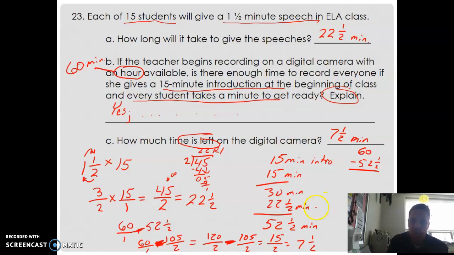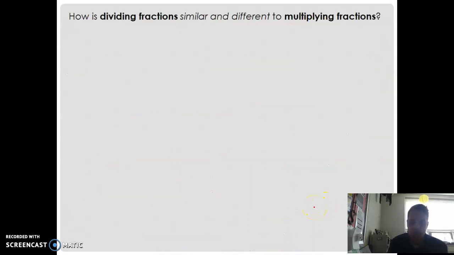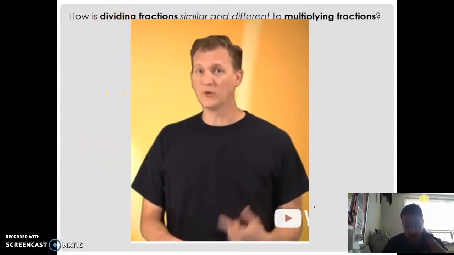Kind of a cool problem. All right. I want you to take out that organizer that we've been using the last couple of days, and we're going to look at dividing fractions.